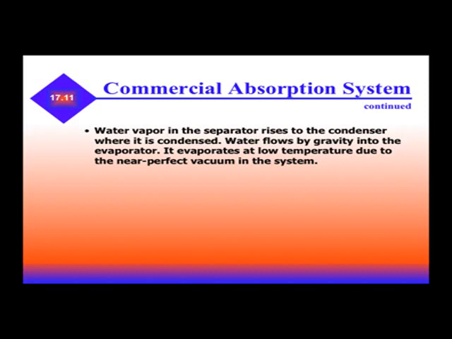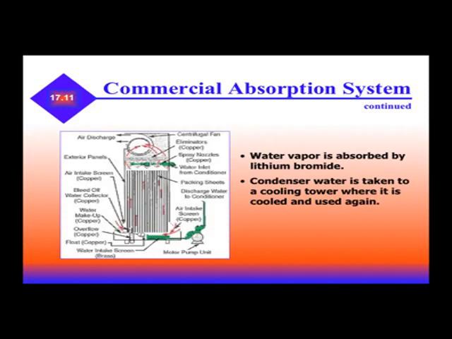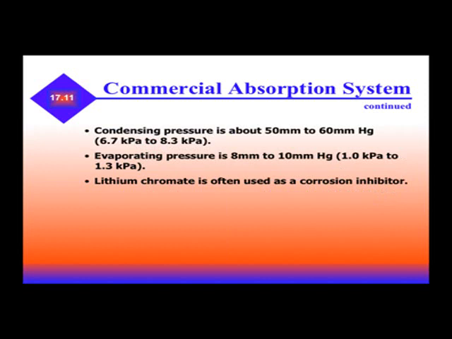Water vapor in the separator rises to the condenser where it's condensed. Water flows by gravity into the evaporator. It evaporates at low temperature due to the near perfect vacuum in the system. Water vapor is absorbed by the lithium bromide. Condenser water is taken to the cooling tower where it is cooled and used over again. Condensing pressure is about 50 to 60 millimeters mercury. Evaporator pressure is about 8 to 10 millimeters mercury. Lithium chloride is often used as a corrosion inhibitor.